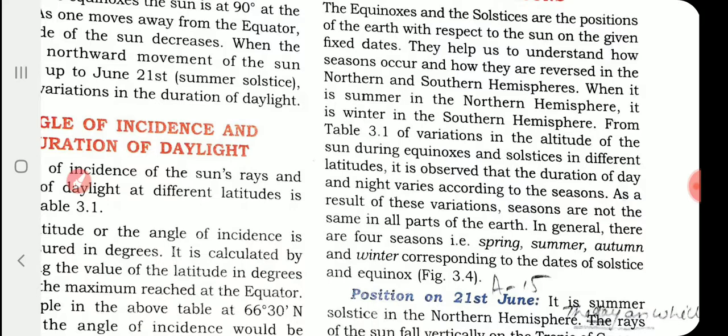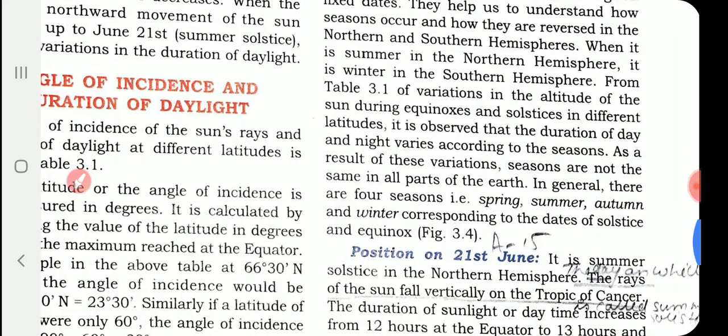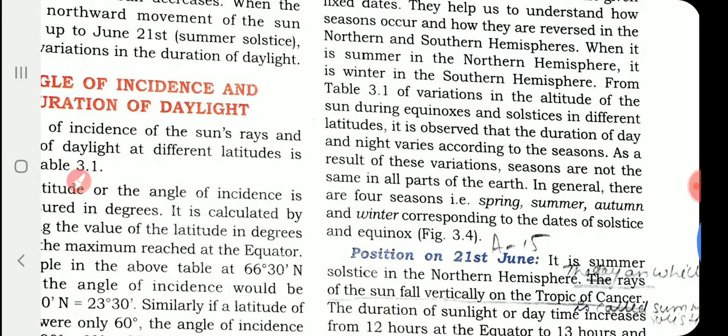When it is summer in the southern hemisphere, why is it so? Because the sun is in the southern hemisphere, and then the southern hemisphere will have summer. At the same time, the northern hemisphere will have winter.